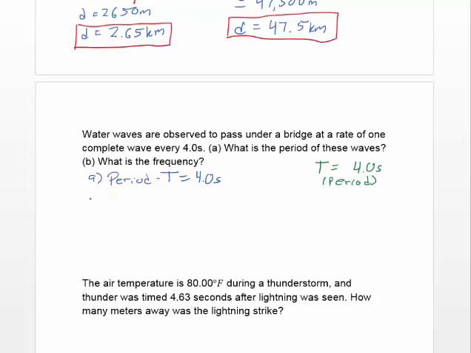Now, B, we have to calculate a little bit. What is the frequency? How do we calculate frequency? We know that frequency is equal to 1 over the period. So the frequency equals 1 over 4.0 seconds, which equals 0.25, 1 over seconds, and 1 over seconds is what we call hertz. So the frequency is 0.25 hertz.